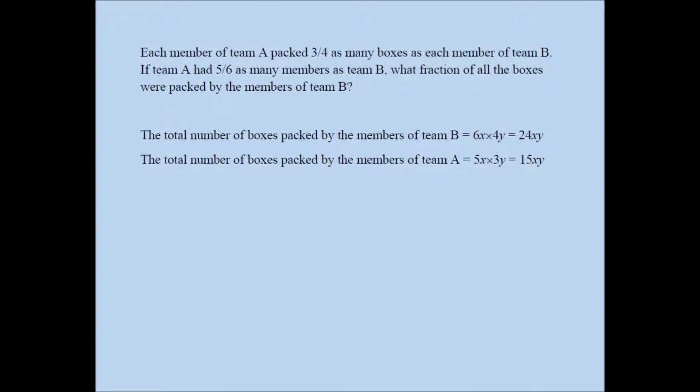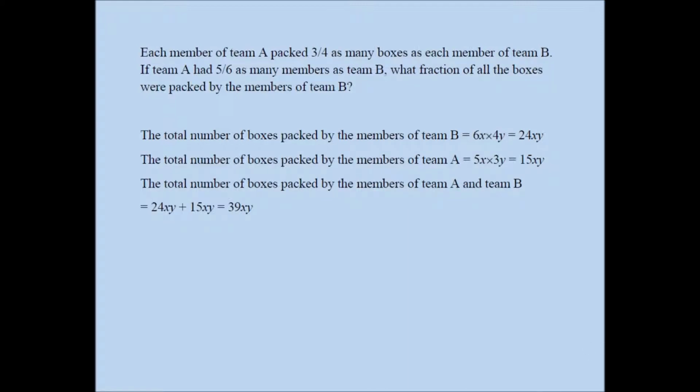Using a very similar argument, we can say the total number of boxes packed by the members of Team A has to be 5x times 3y, which is 15xy. Again, why? Because 5x is the total number of members of Team A, and 3y is the number of boxes packed by each member of Team A. So when you multiply the two, that gives you the total number of boxes packed by all the members of Team A, which is 15xy.